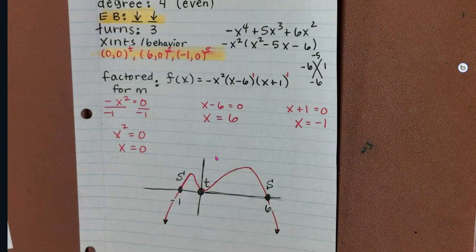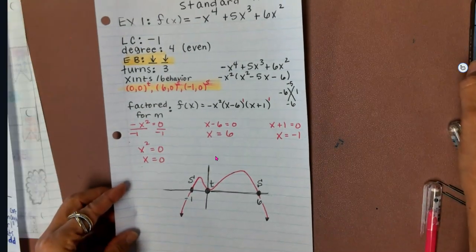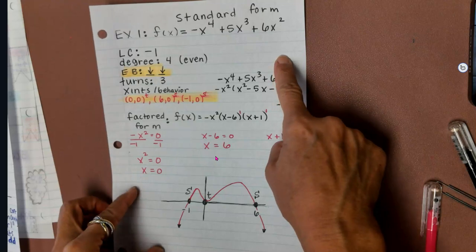Remember, the number of turns is a great way to self-check to make sure you did this right. So remember, a turn is a change from up to down or down to up. So it's going up, then it goes down, that's one change. Look, it's going up again, that's another change. And then it goes down forever. That's 3 changes, which is what we had anticipated. So that is a great graph, a great sketch for this equation.